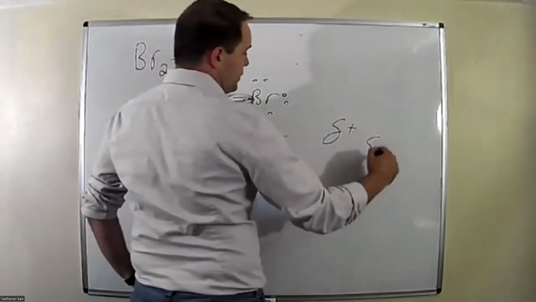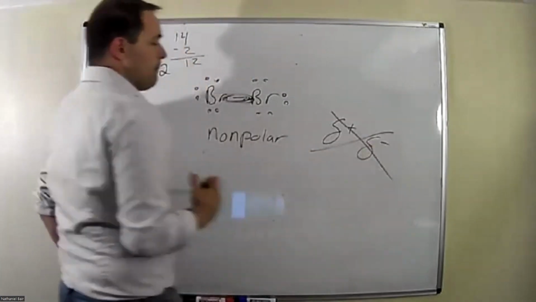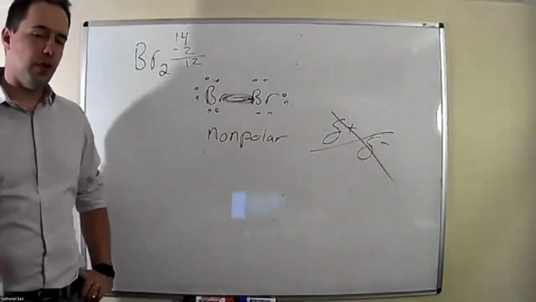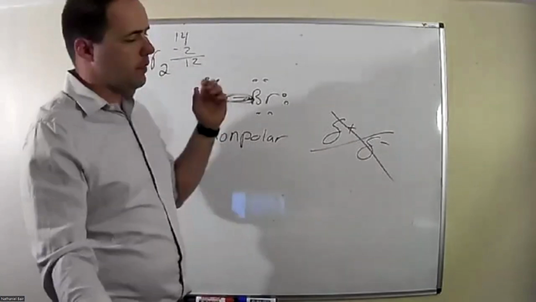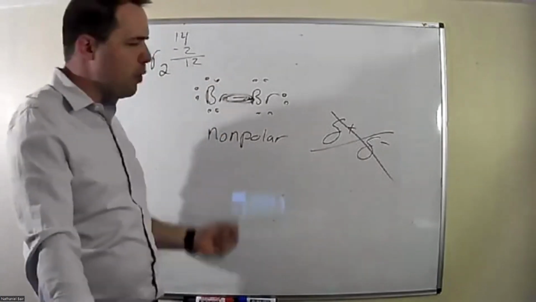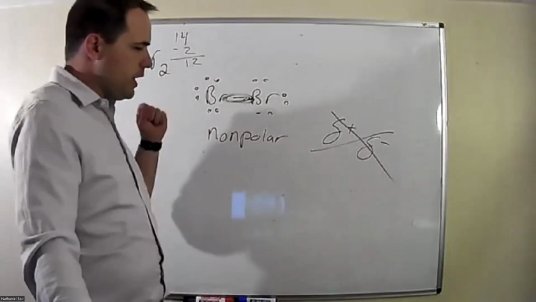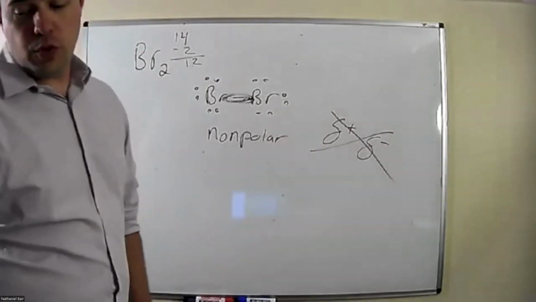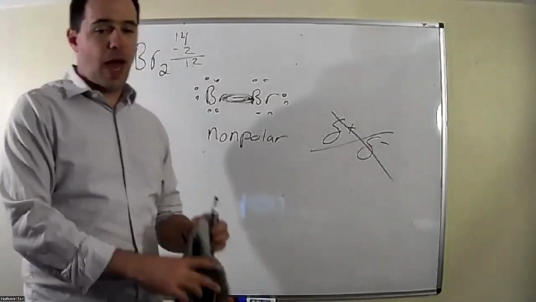There is no delta plus or delta minus. There is no unequal sharing, so there's no partial positive, partial negative. This is a nonpolar, purely utopian 50-50 sharing of these electrons. Now, you don't have to have two of the same atom.